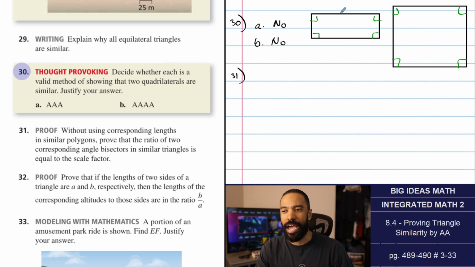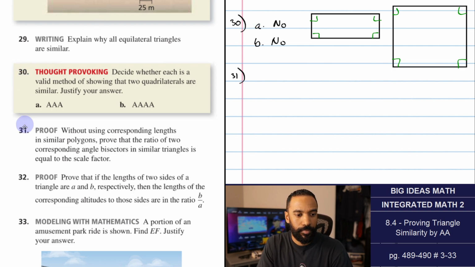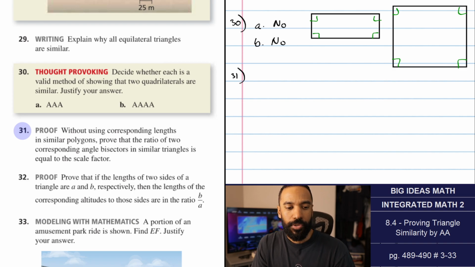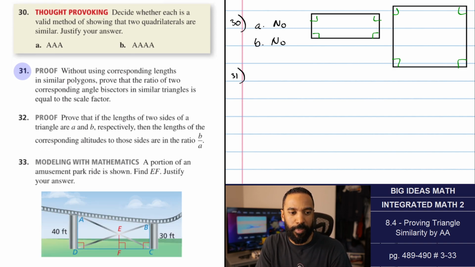Now, if I found out that there was something else that was in proportion here, then yeah, it's possible. But you'd have to get a lot more built out. And that's just not enough. Okay, number 31. Without using corresponding lengths in similar polygons, prove that the ratio of 2 corresponding angle bisectors in similar triangles is equal to the scale factor.